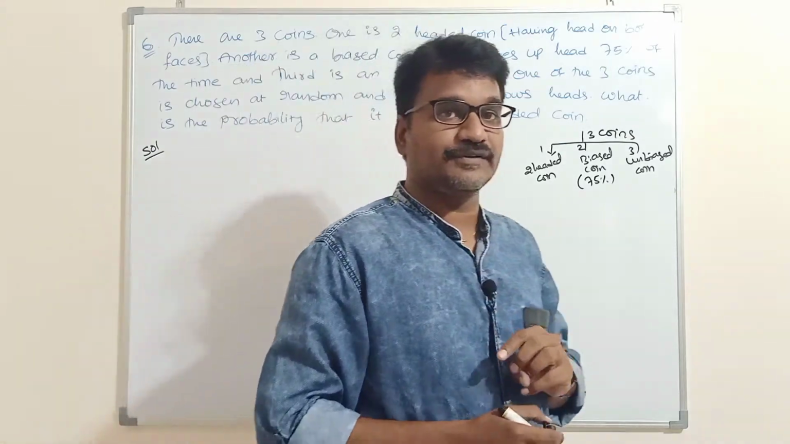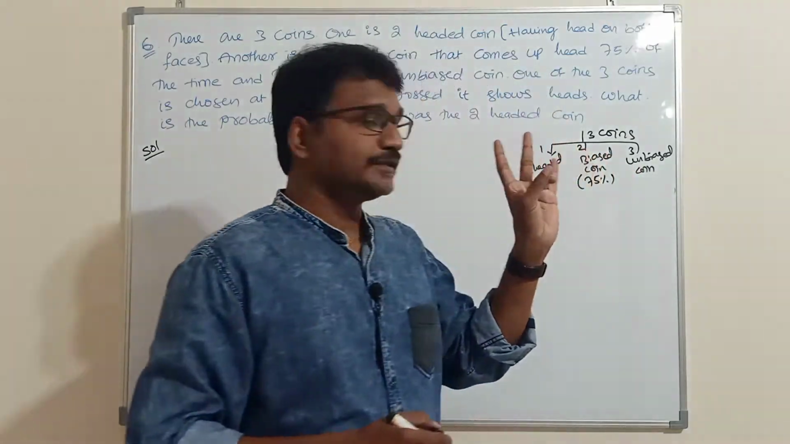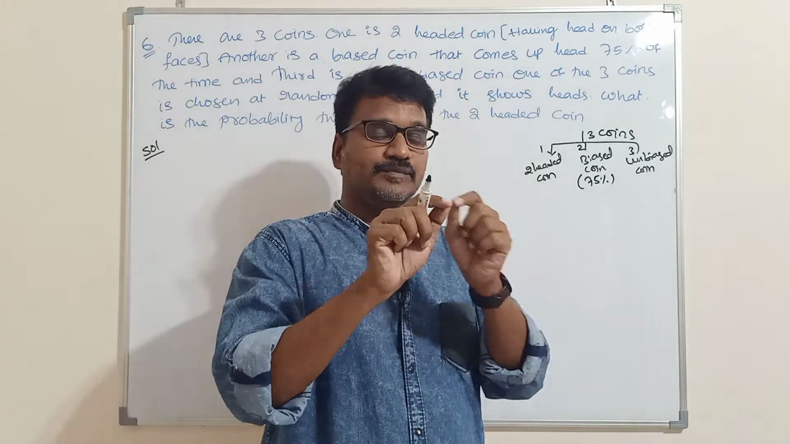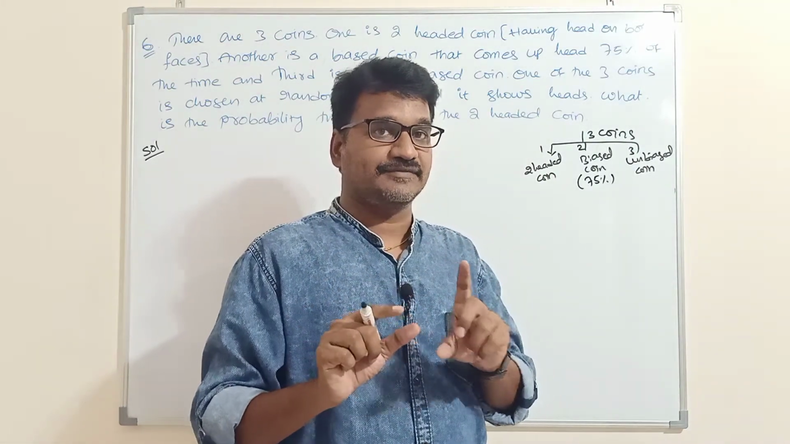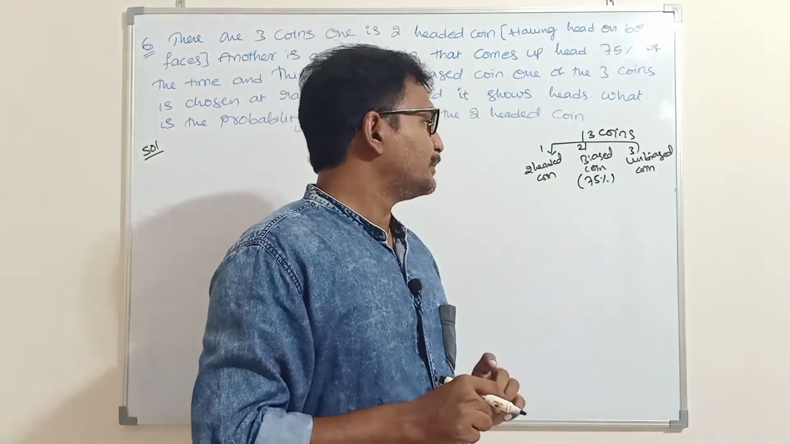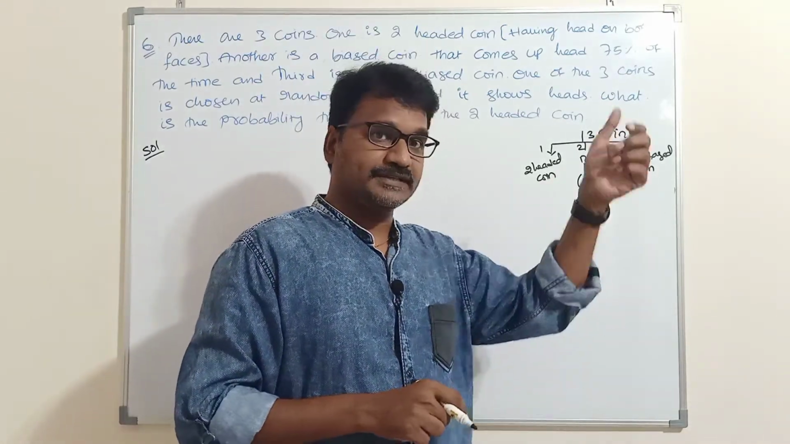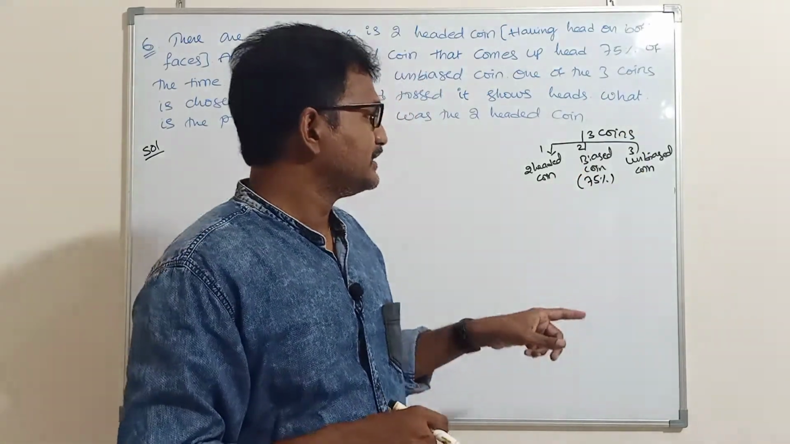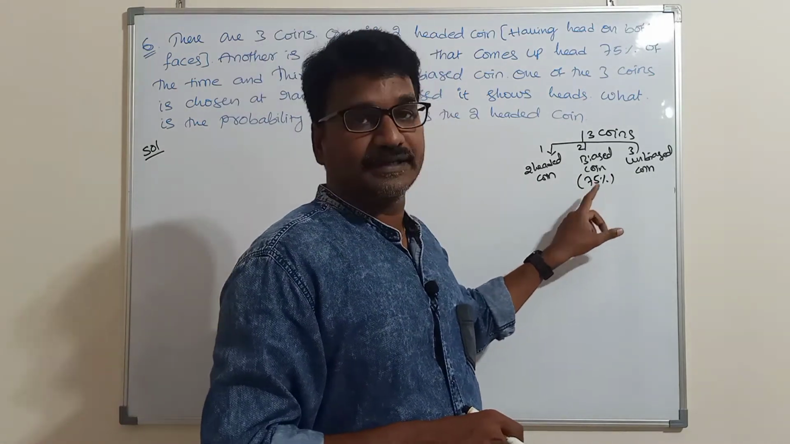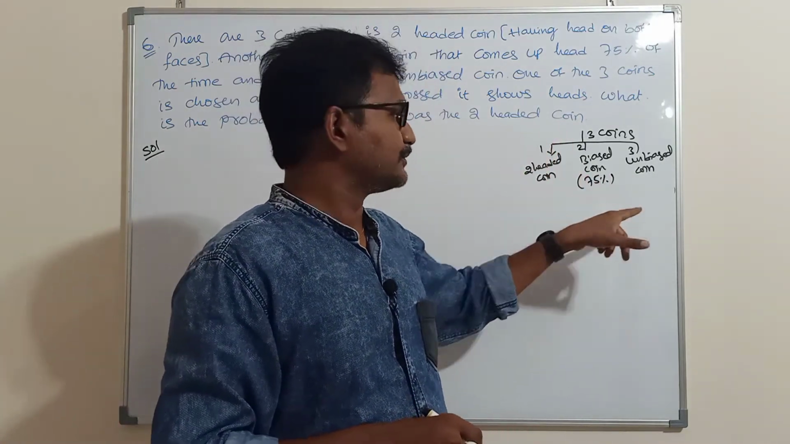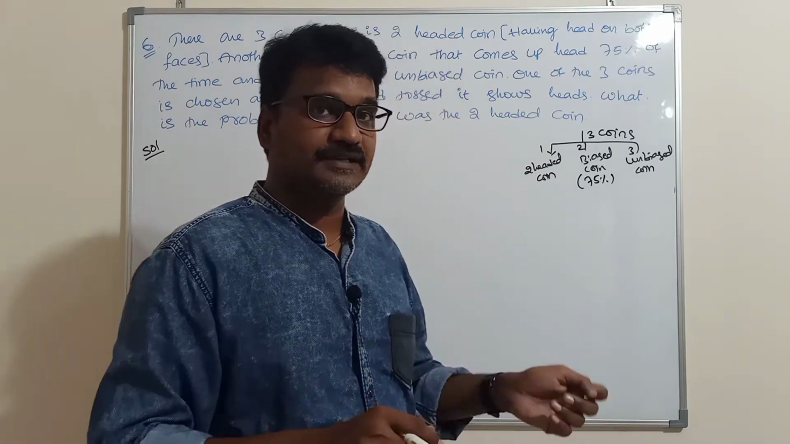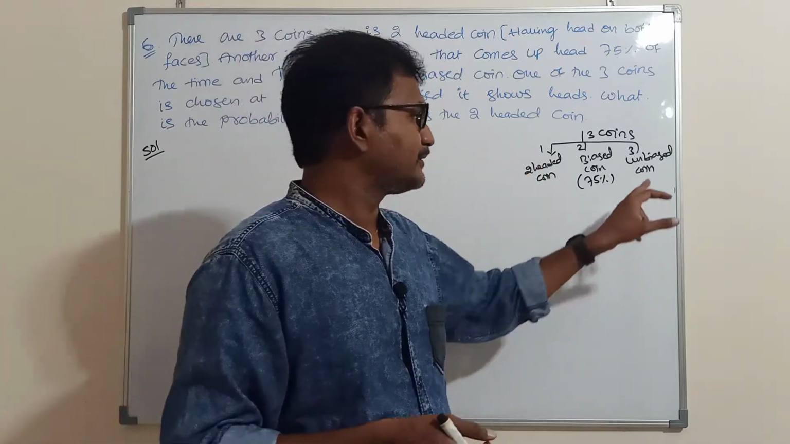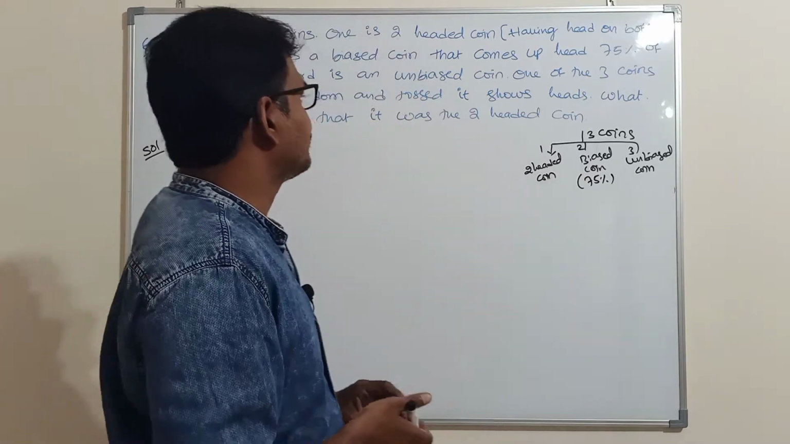There are three types of coins. One is a two-headed coin. That means both sides of the coin have heads only, so there are no tails. The second coin is a biased coin. That means when you toss it, 75% of the time you will get heads. The third coin is an unbiased coin, which means a normal coin. You may get either head or tail. So there are three types of coins.